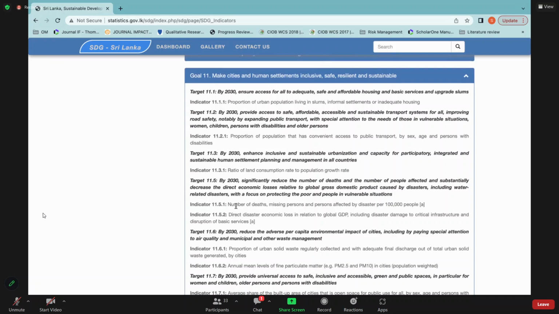The first indicator is the number of deaths, missing persons, and persons affected by disaster per 100,000 people. Then direct disaster economic loss in relation to global GDP. That's the second indicator.